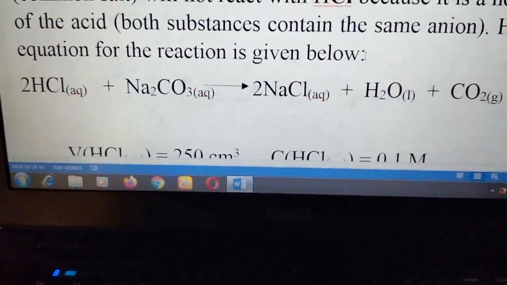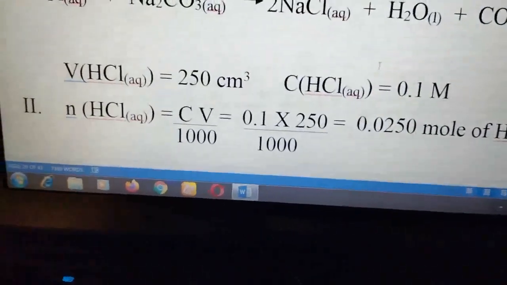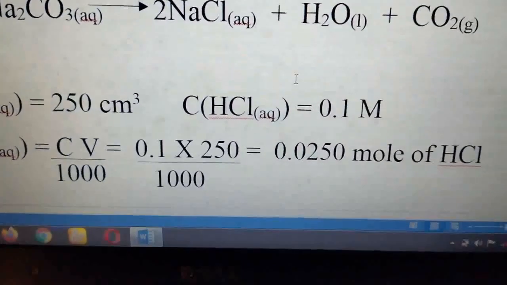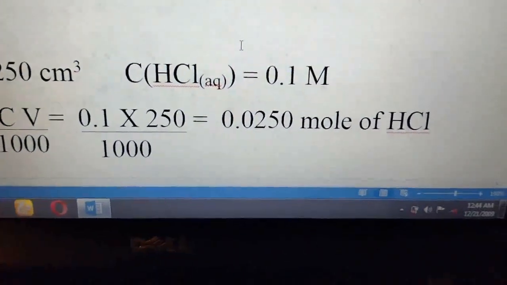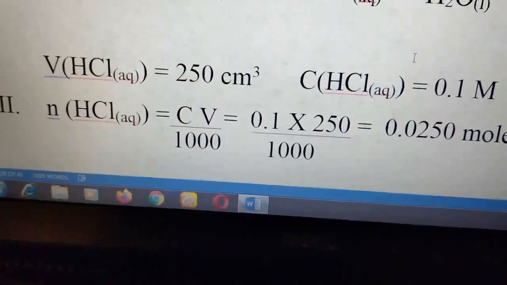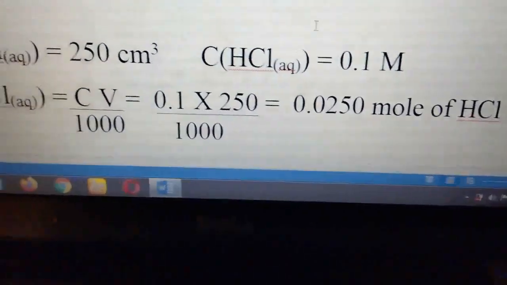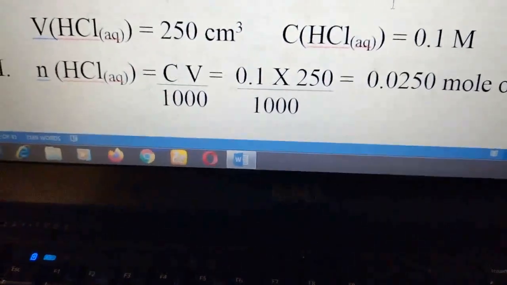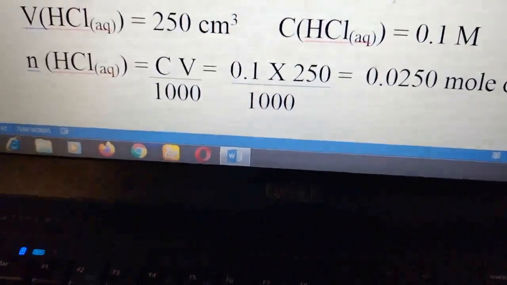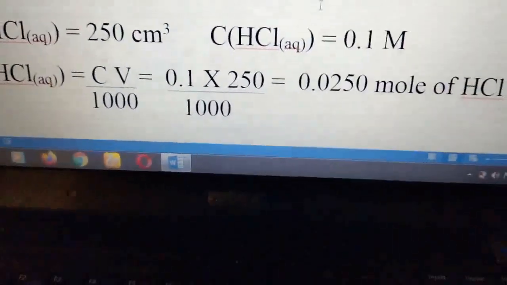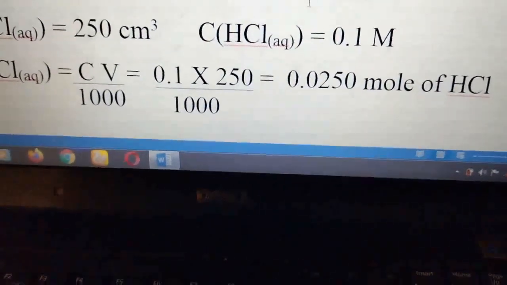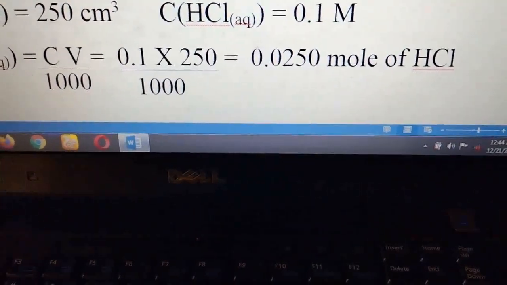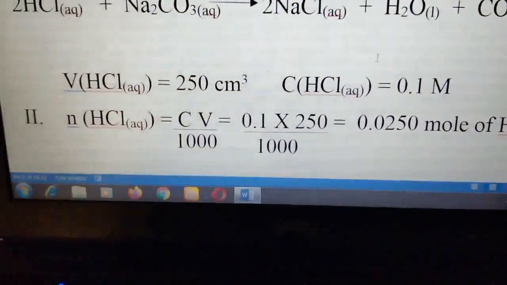Looking at it, from the equation, the volume of HCl is given to us as 250 cm cube. The concentration of HCl is 0.1 mole per dm cube. So we have the volume of the acid and the acid concentration. With these two values, C and V, we can find the number of moles of the acid using CV over 1000. The 1000 there is to convert the volume to dm cube. Making substitution, we have 0.1 times 250 over 1000, and that will give us 0.0250 mole of HCl participating in the reaction.